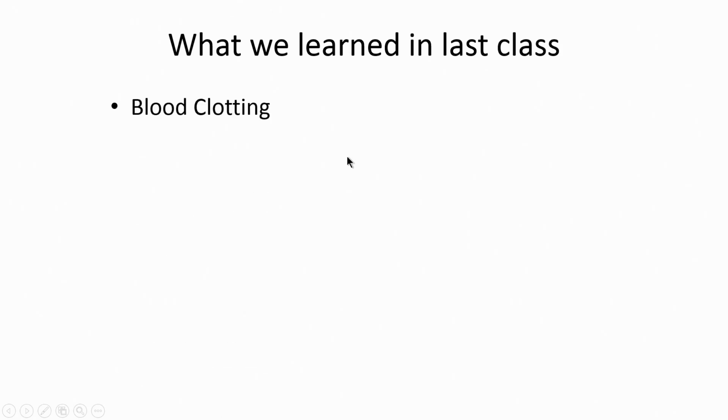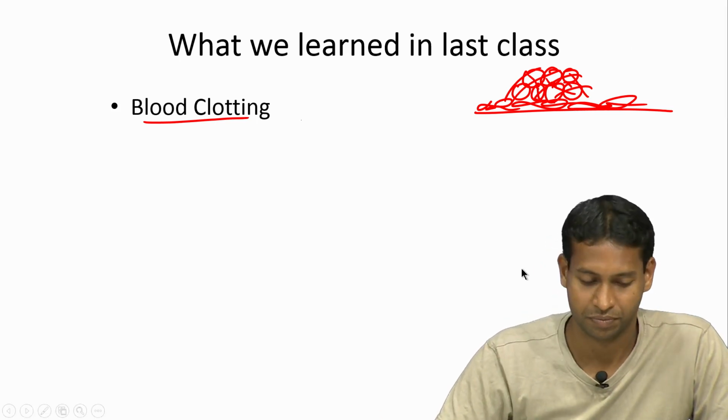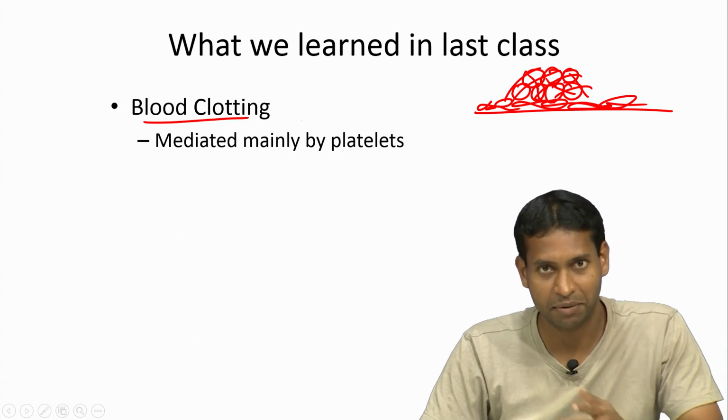In the last class we finished a discussion on blood clotting. Any material, when it adsorbs protein, can result in binding of platelets, which, when activated, cause a fibrin mesh to form. This is a normal physiological response to any injury, so as to prevent bleeding out, mainly mediated by platelets.